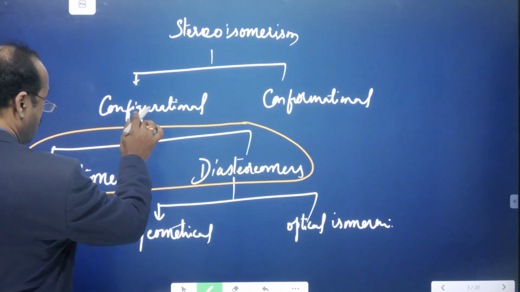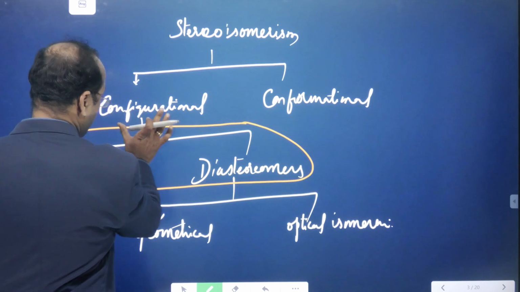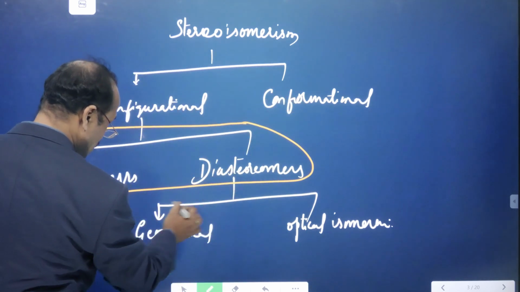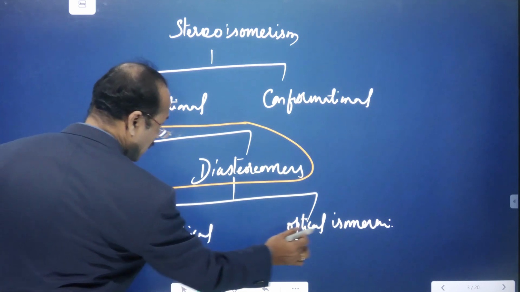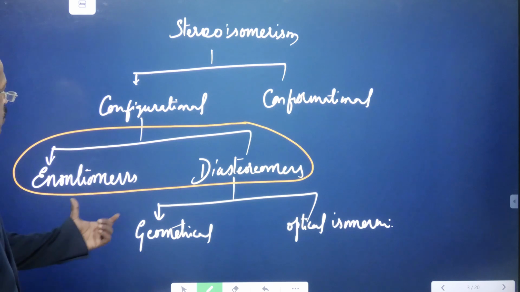Here in your textbook, the material says stereoisomerism is divided into configurational and conformational. This configurational is again divided into geometrical and optical isomerism. Because you are in 9th class, only this part is given.